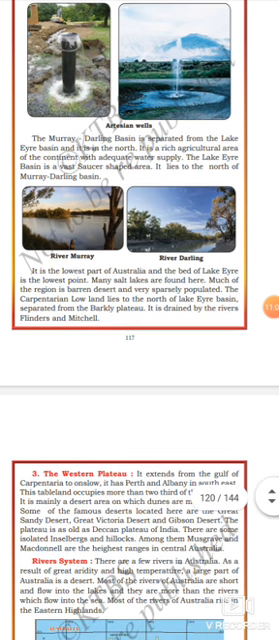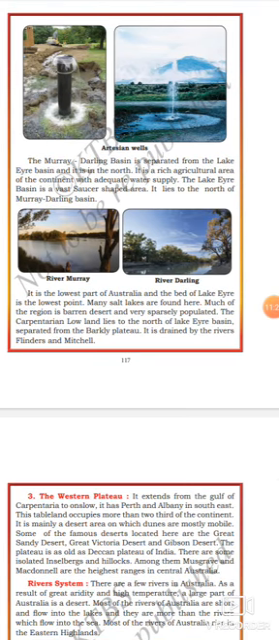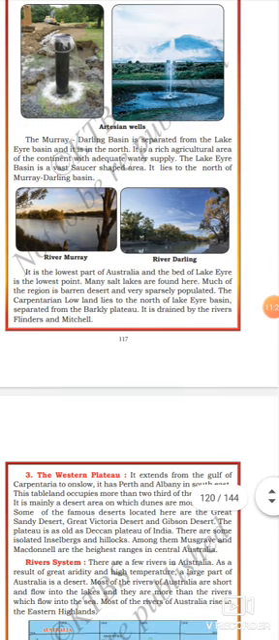Listen, dear students, the Murray-Darling Basin is separated from the Lake Eyre Basin. Got it? The Murray-Darling Basin is separated from which basin? The Lake Eyre Basin. Got it? And it is situated in which direction? In the north direction. And also the Murray-Darling Basin area is a rich agricultural area in the continent. Got it? Because it has adequate water supply.